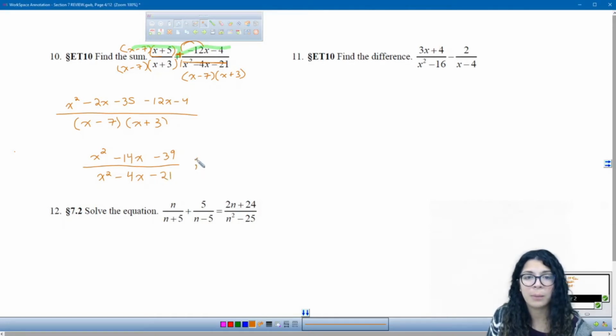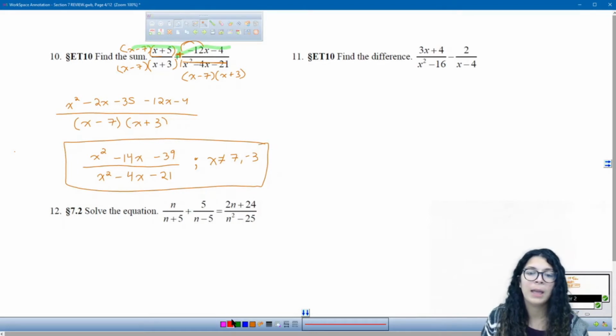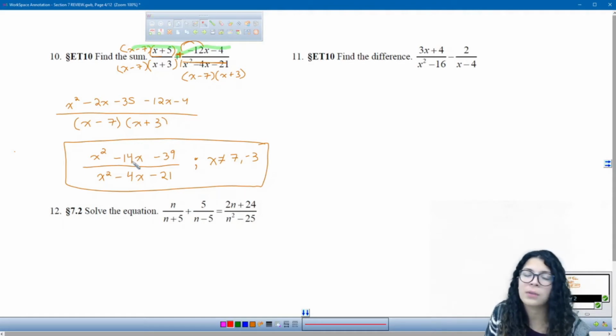Now, of course, I almost forgot. Let's go ahead and write our excluded values. X cannot equal 7 or negative 3. Okay? And again, that's because this numerator wasn't able to be factored to cancel out with anything in the denominator. So that's just the simplest form.